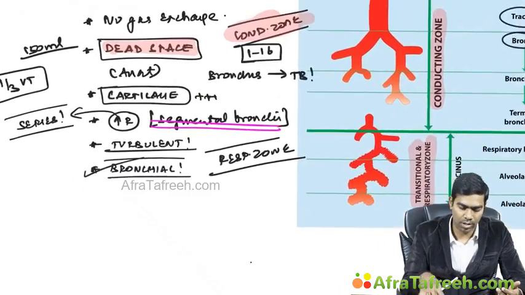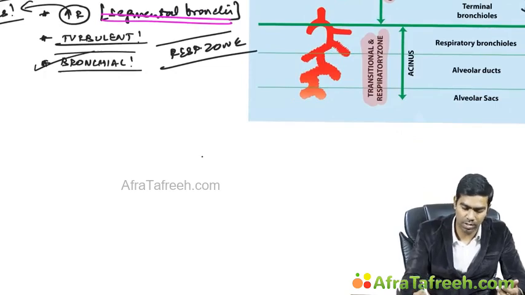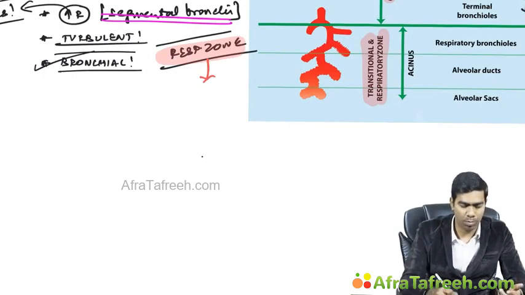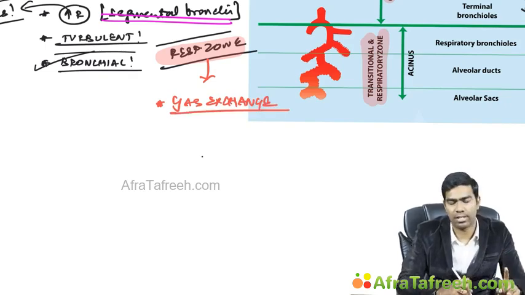Okay, so what about the respiratory zone? So we have seen all the properties of the conducting zone now. What are going to be the properties of the respiratory zone? It's quite opposite. The respiratory zone is the place where you are going to get the gas exchange. This is the place where you typically are going to get the gas exchange. Point number one.